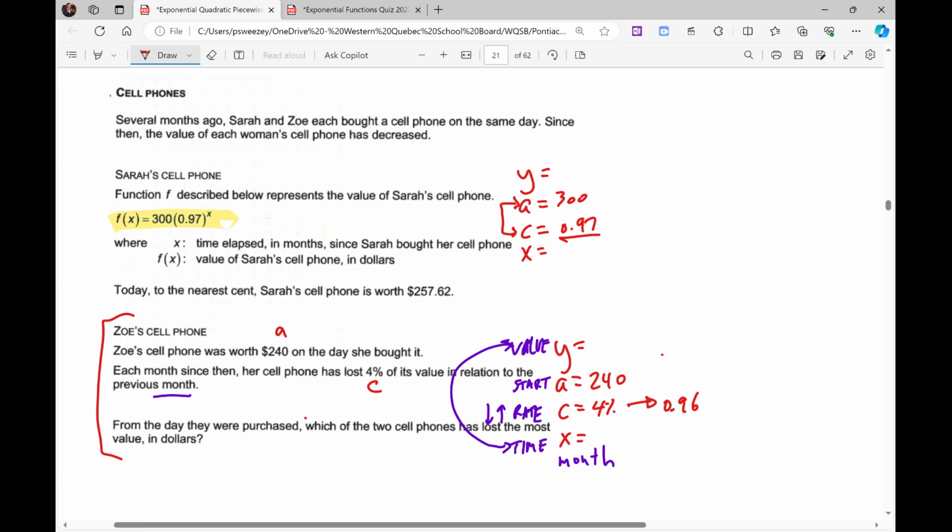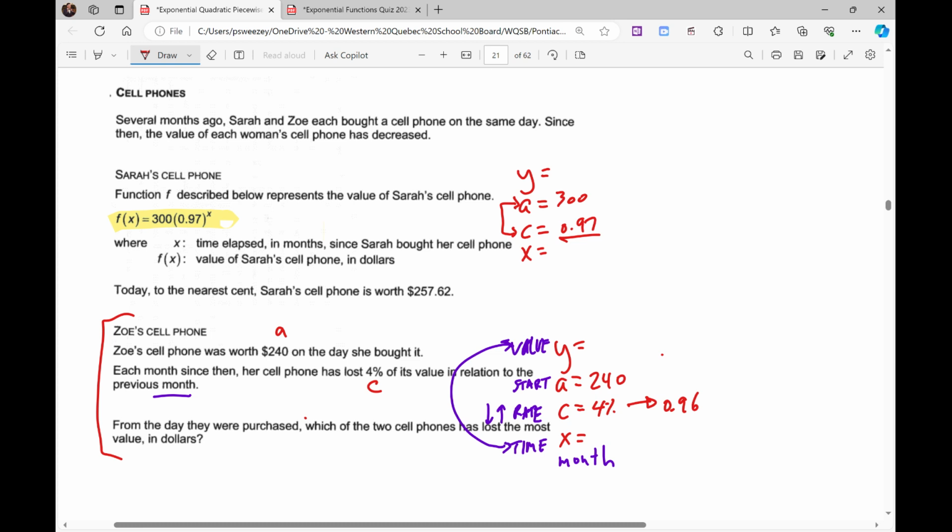I talked about this the other day. Figuring out when today is a very weird concept to wrap your head around. Because all it says is several months ago, let's go back up and read the context. Sarah and Zoe each bought a cell phone on the same day. Since then, the value of each woman's cell phone has decreased. So we have a rule that defines what she bought it for and what it decreased by. I know full well she paid $300 for her phone, and it's only losing 3%. So time elapsed in months is x, y is value. We already knew that. Time paired with the value.